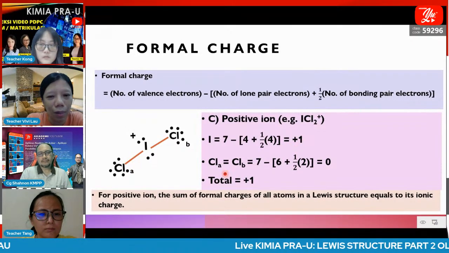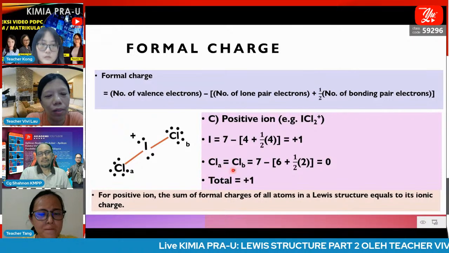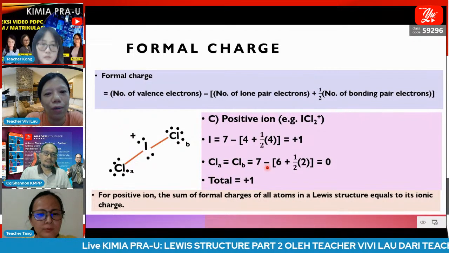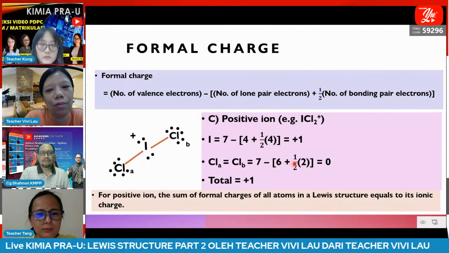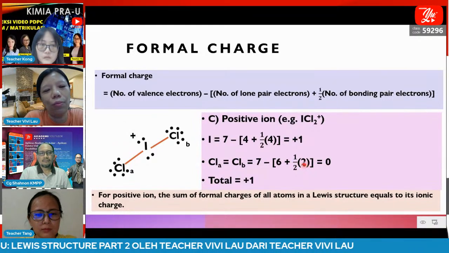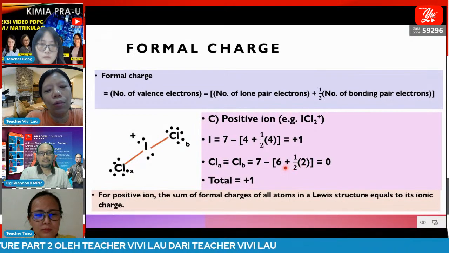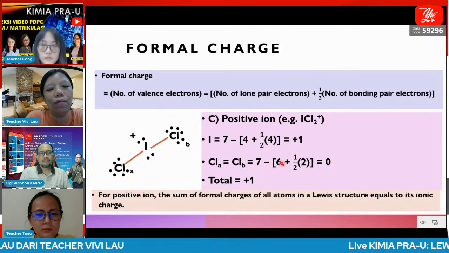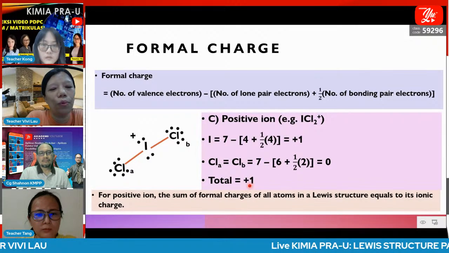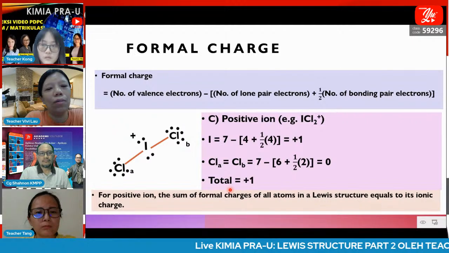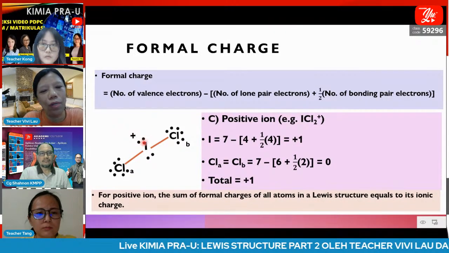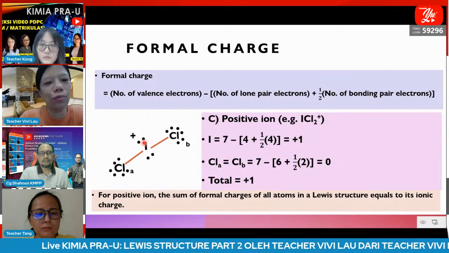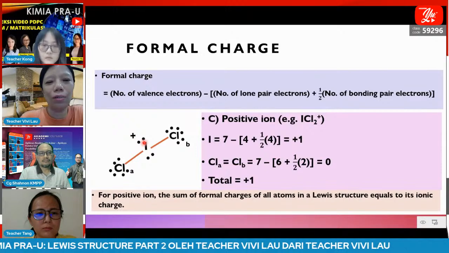Then Cl, A and B, same calculation. So 7 minus 6 lone pair electrons plus bonding pair 2 divided by 2, so 1. So you will get 7 minus 7, 0. So in total you will get positive 1. So it's equal to the charge of the ion, the formal charge. So this is a base Lewis structure. So far, any question?